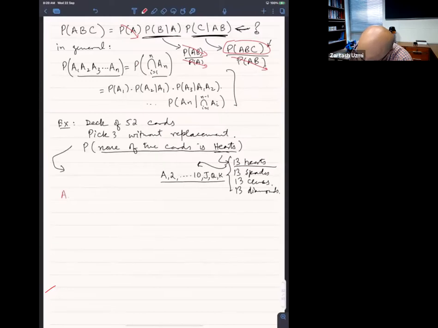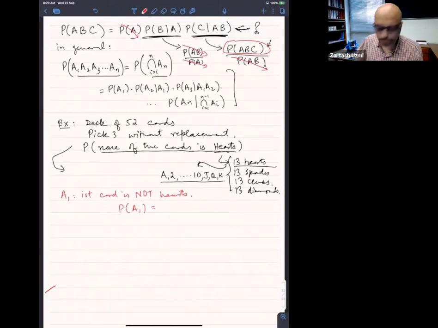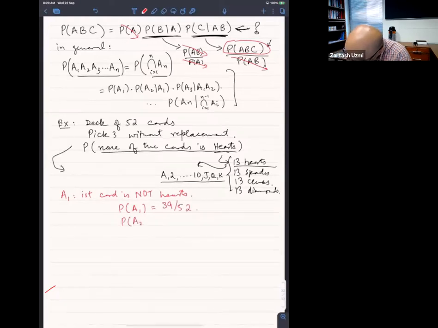So हम define कर देते हैं, A1 is the event that the first card is not hearts. What is the probability of A1? Answers in the chat window. 39 over 52. What is the probability of A2? Answers in the chat window. Is that 38/51, Osama?